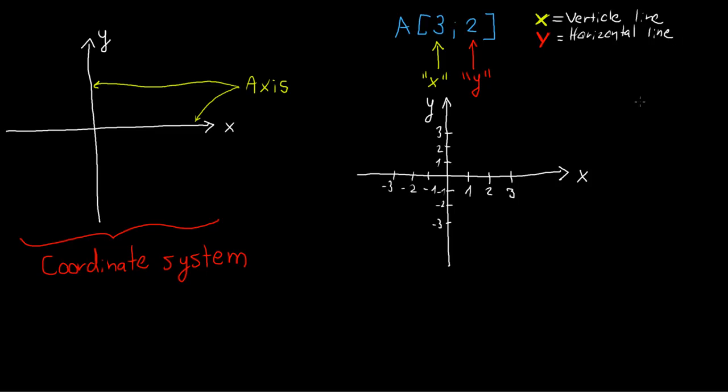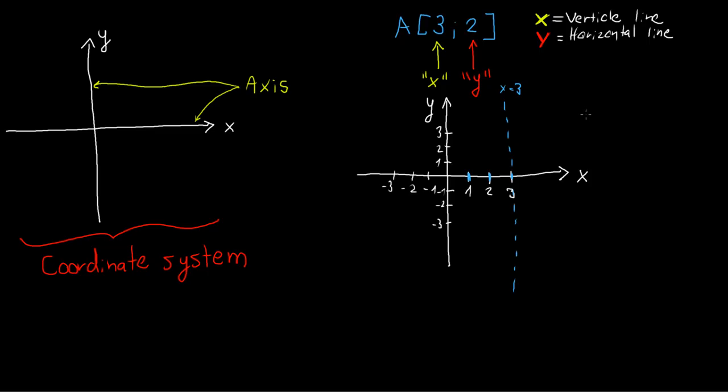Now, let me explain how this would work. Let's start with the X. We have 3, so we're going to count 1, 2, and 3. So the point lies somewhere on this line where we see that X equals 3. All of the possible points on this line satisfy X equals 3.